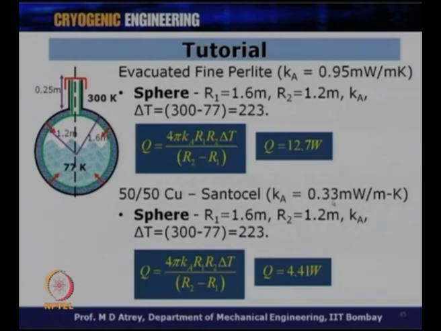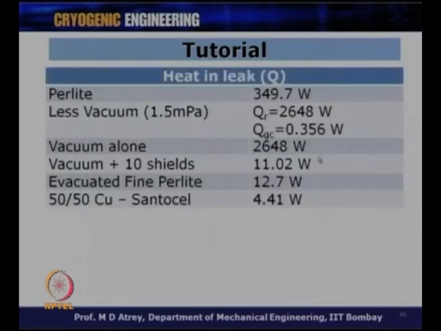So, with this you get a feel of what the values of heat inlet will be for all these different insulations. If I want to compare all these values, you can see it here. If I go for only perlite, which is gas filled perlite, it is going to be 349.7 watts. If I have vacuum, it is going to be 2648 plus some gas conduction, which is absolutely negligible in front of this radiation heat loss, so vacuum alone is the same. But vacuum plus 10 shields is going to reduce the entire thing to only 11 watts.